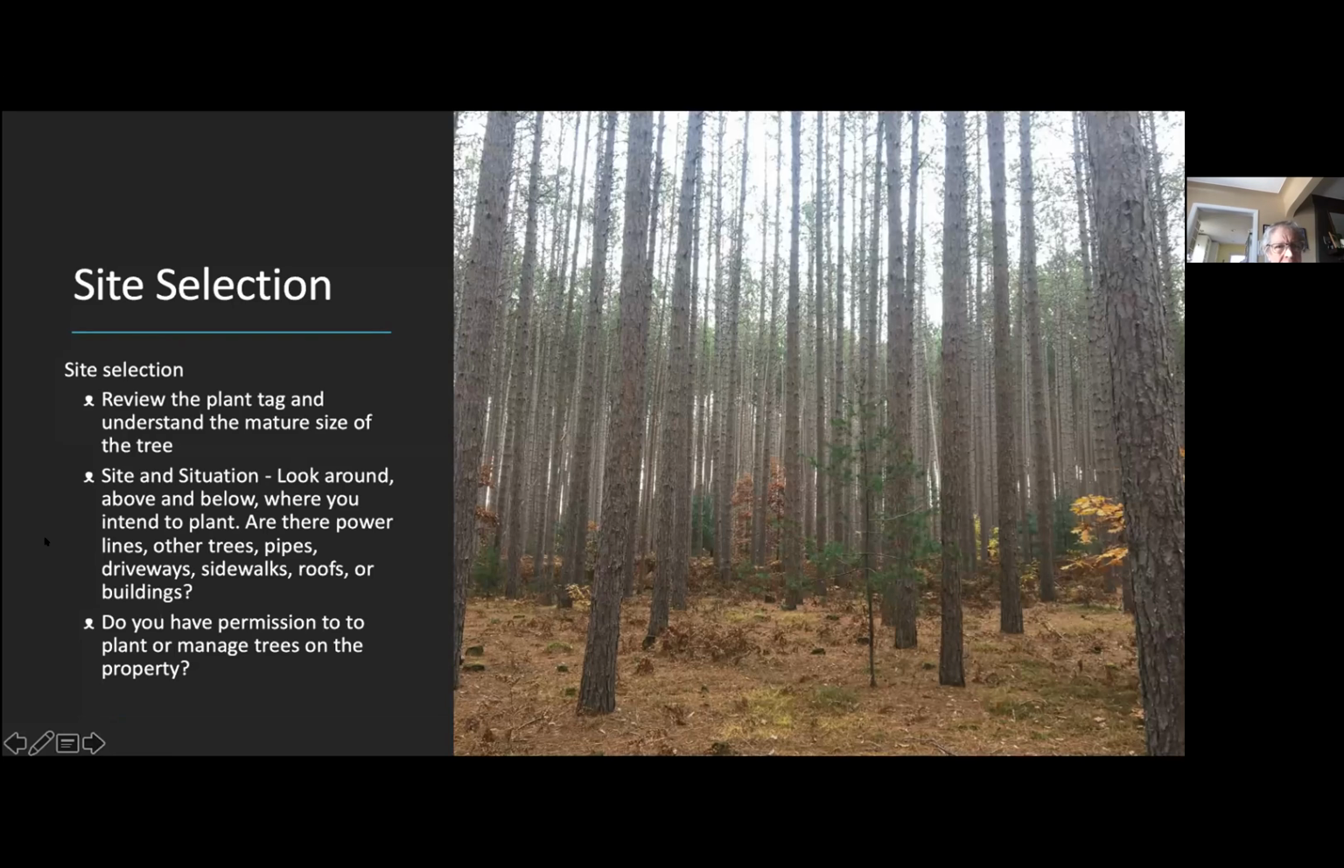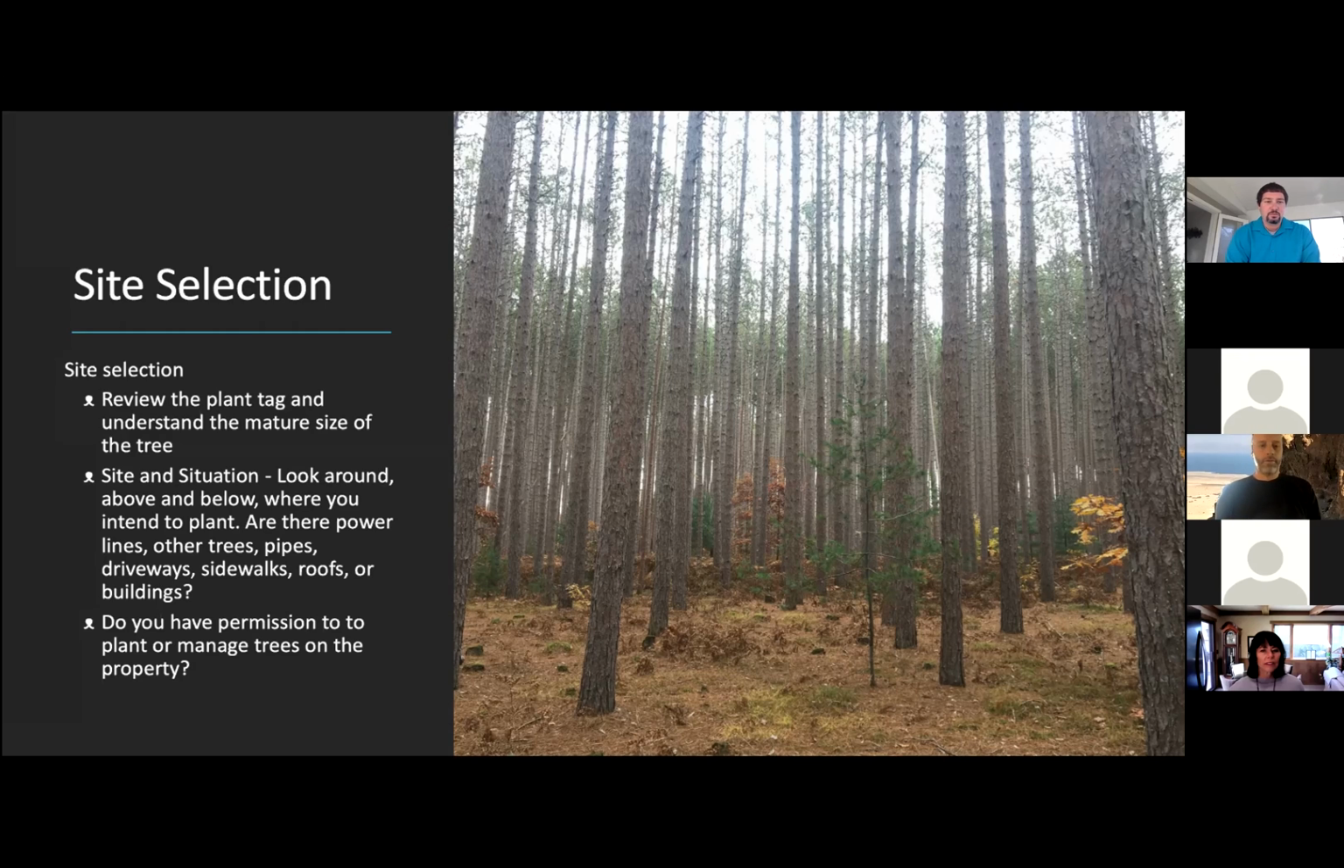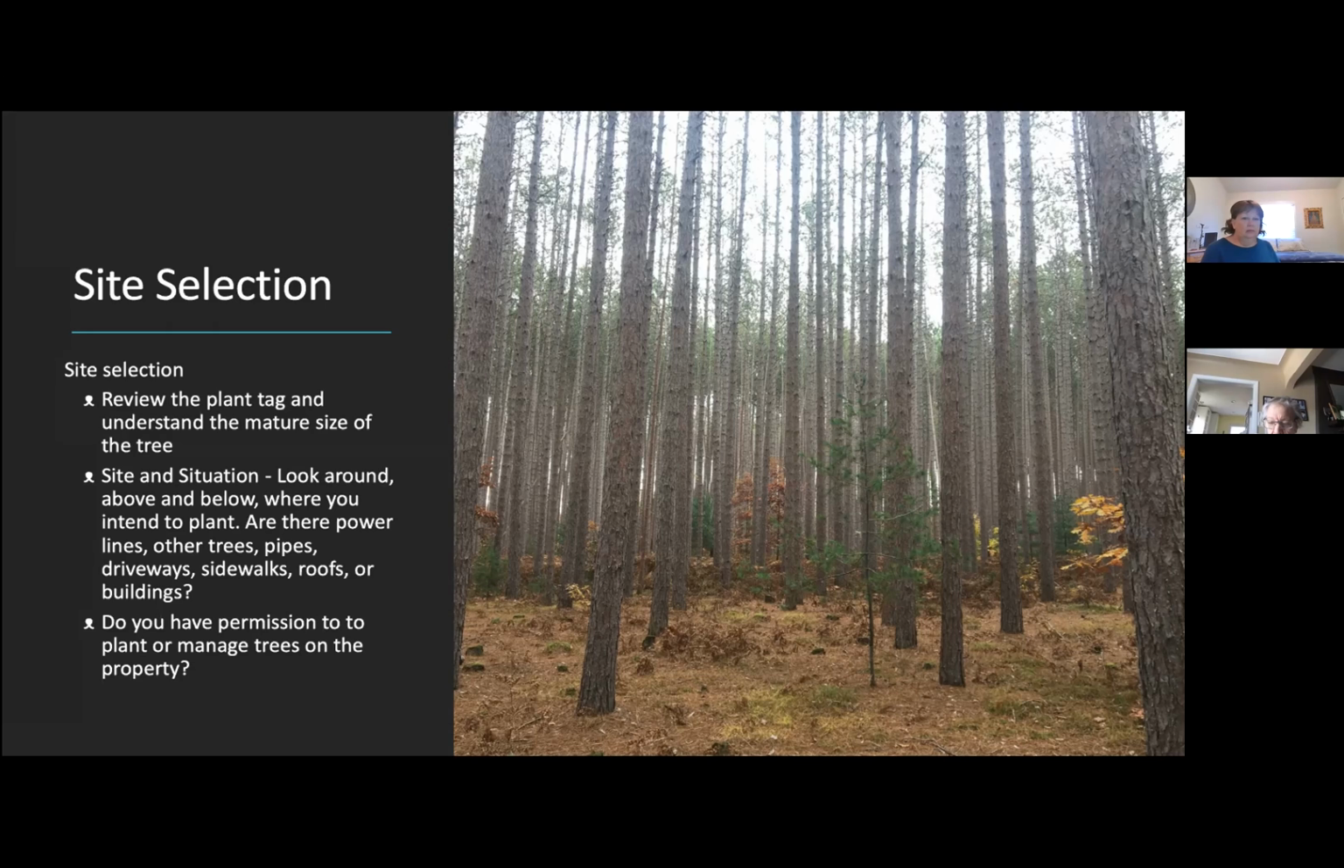So if you're going to plant a tree, the first thing you need to look at is site selection. This is really easy to do. Look at the tag, read the tag. Every nursery is going to have it, and it's going to give you all the information that you need. It's really simple, but it is super important. That tag is going to tell you how much sunlight this tree needs, how much water this tree needs.